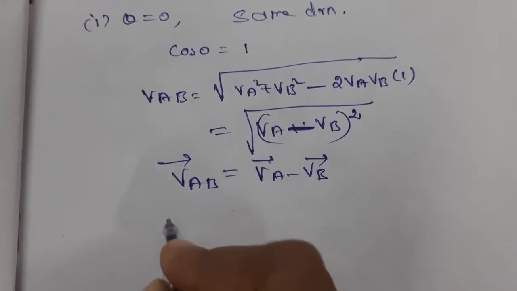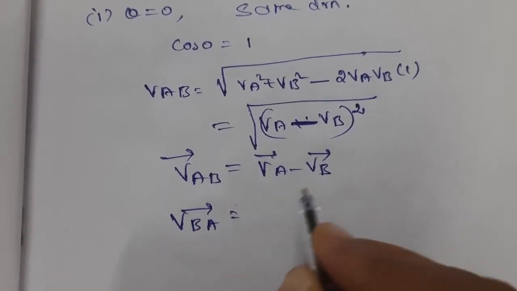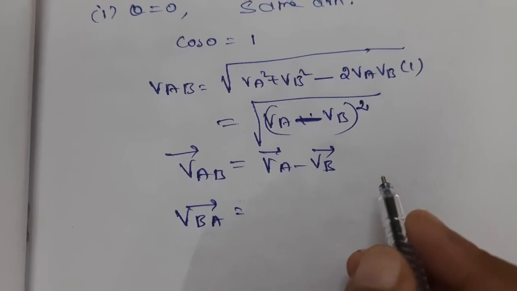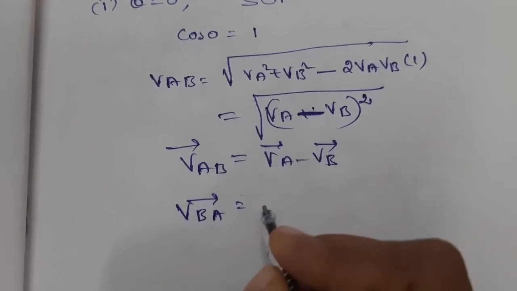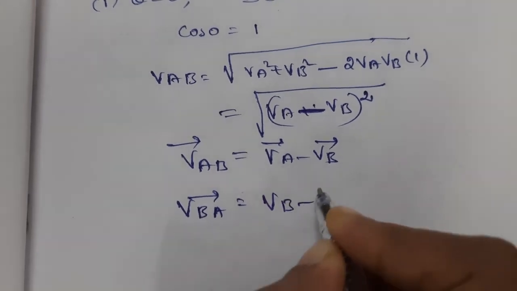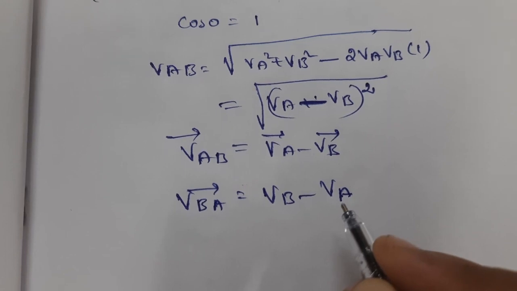Similarly, the relative velocity VBA, how can we write? Root of VB square plus VA square minus 2 VA VB cos theta. So here we can write VBA is VB minus VA.